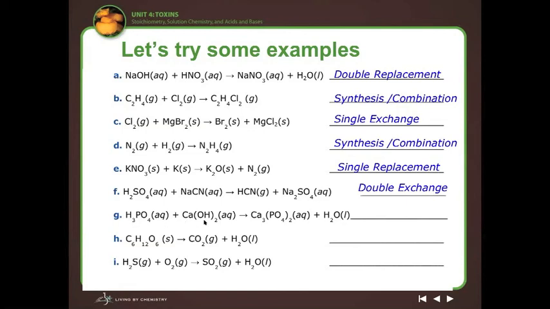Phosphoric acid plus calcium hydroxide yields calcium phosphate and water. This is double replacement or double exchange. Either one is acceptable.